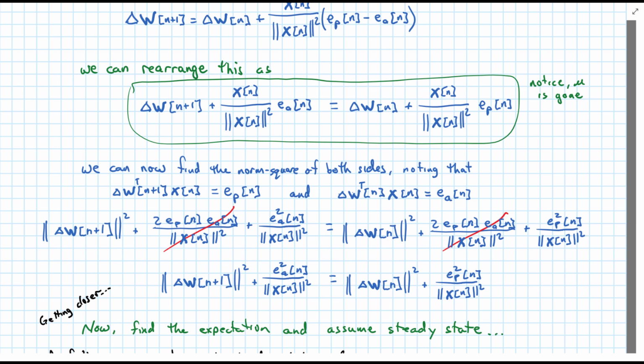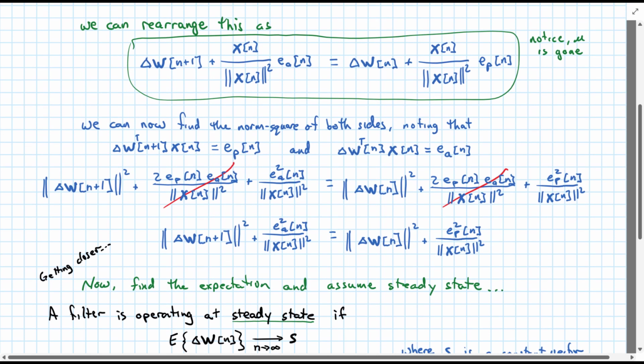A lot of this is just work so that we can get terms that are useful for us as we work our way back to getting a good expression for the expected value of the excess error squared. So the first thing we're going to do before we take the expected values is find the norm square of both sides. We do that by taking these vector quantities and multiplying the transpose of the left side by the left side and the transpose of the right side by the right side. We'll get a bunch of terms.